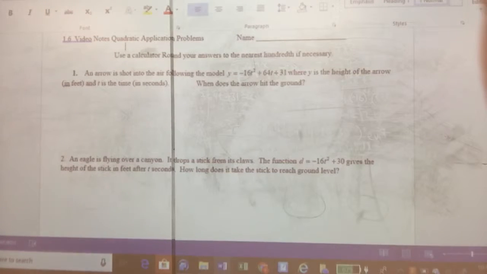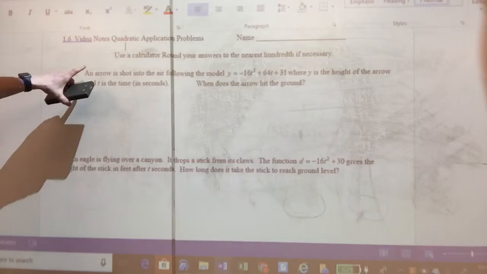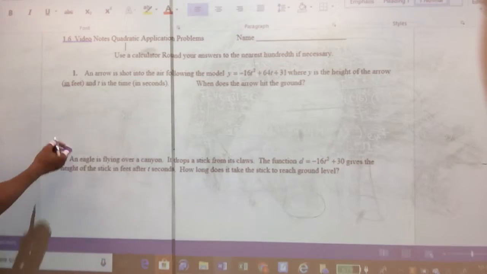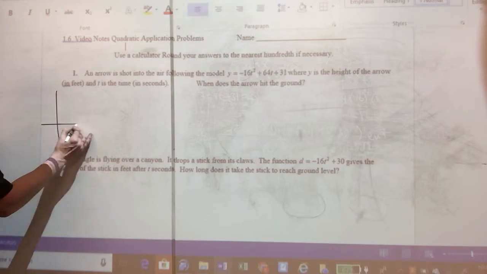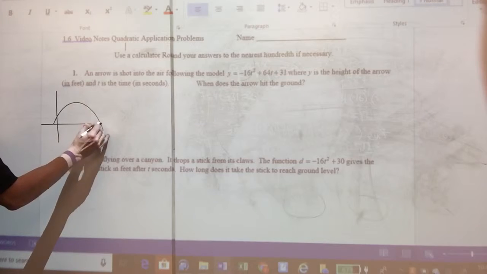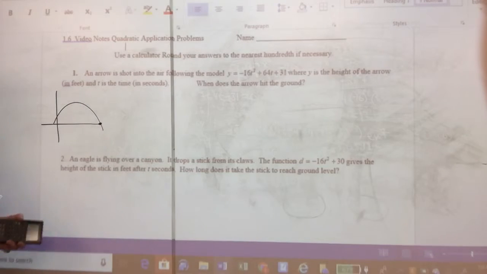All right, last lesson. We're going to learn about applications now. If you look at the applications, I know it might be hard to see this up here, but you have it on your worksheet. A lot of these applications are when is the height 0? For this example, you shoot an arrow up in the air, it comes down. When is the height 0 is when it hits the ground.